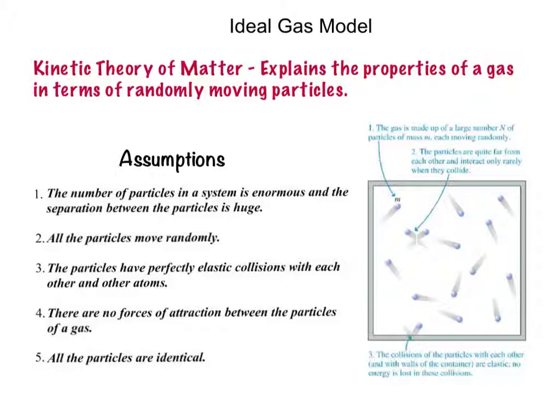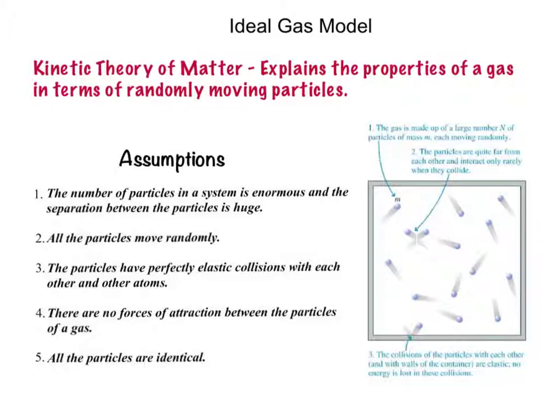You need to be familiar with what these assumptions are. First, we need to assume that the number of particles in a system is huge, and the separation between those particles is huge relative to the size of those particles. All of those particles move around randomly, and they have perfectly elastic collisions with each other and other atoms. There are no forces of attraction between the particles of a gas, okay? And all the particles are identical.